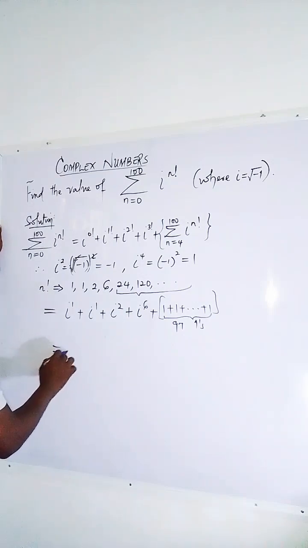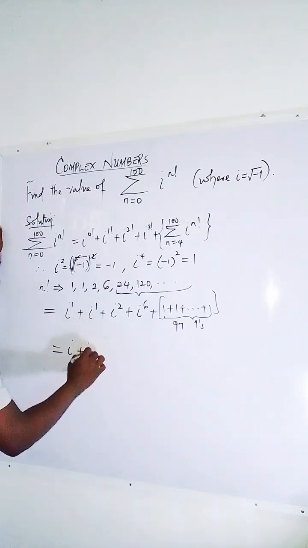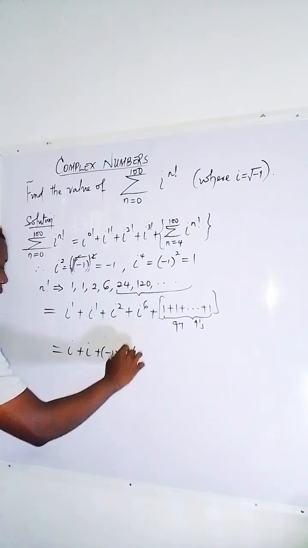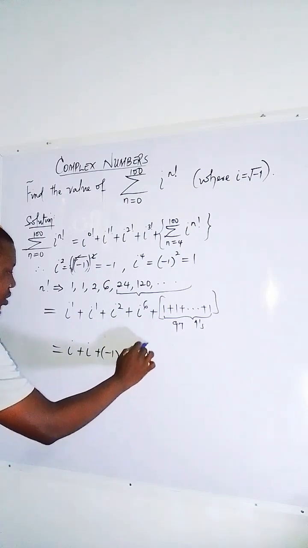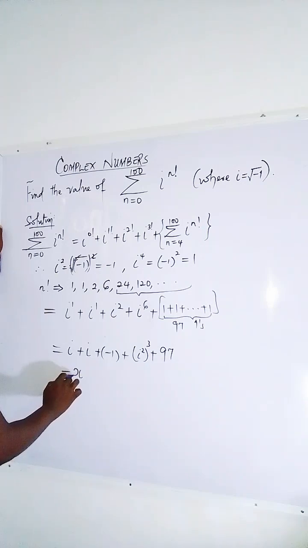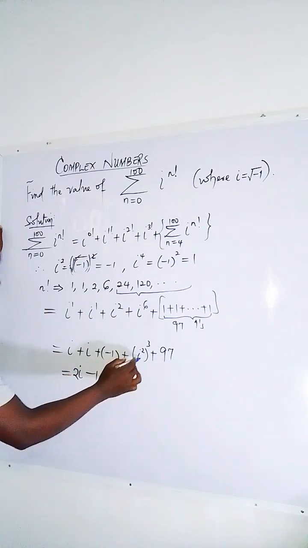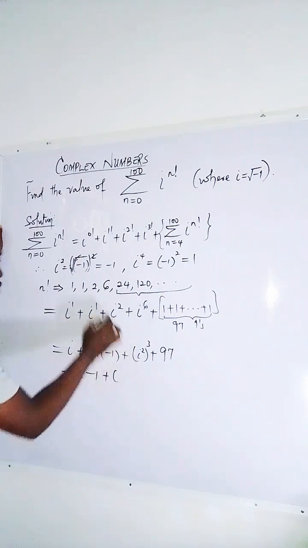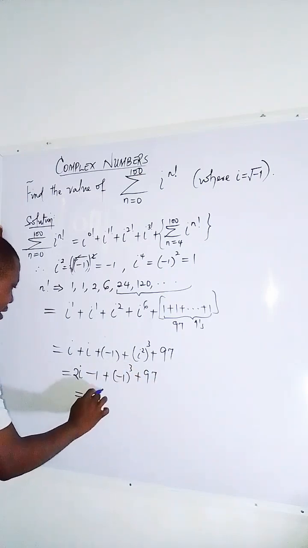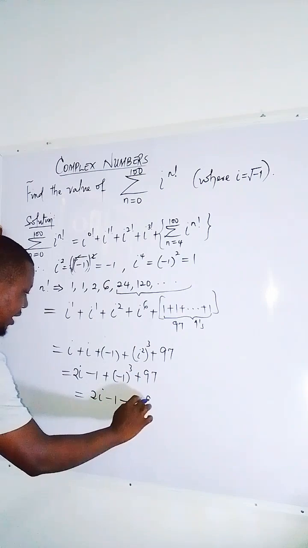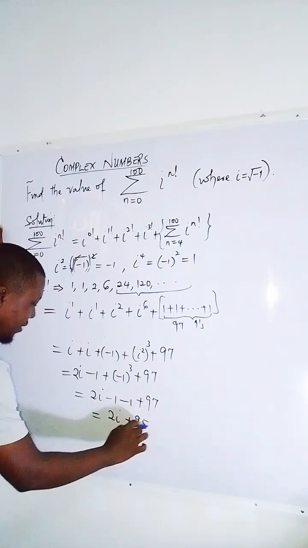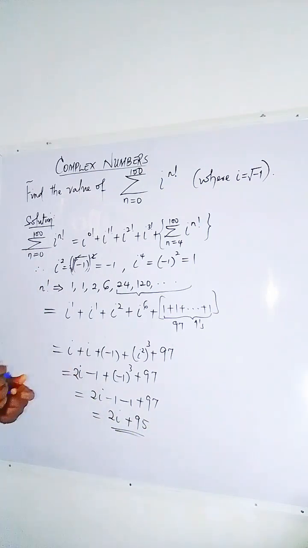So now we have i raised to power 2 is -1, and i raised to power 6 is the same as i raised to power 2, and i raised to power 3, and we have 97 here. i plus i is 2i, minus 1 here. So now we have i squared is -1, raised to power 3, plus 97. So we have 2i minus 1 plus 97. So we have 2i plus 95, or 95 plus 2i. That's what we have as our required answer.